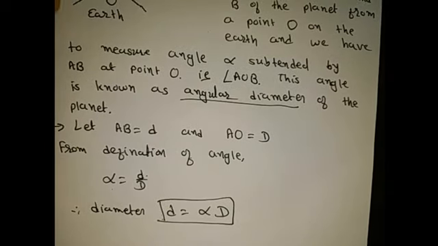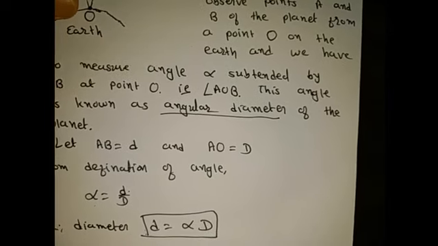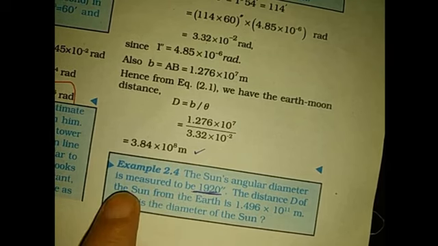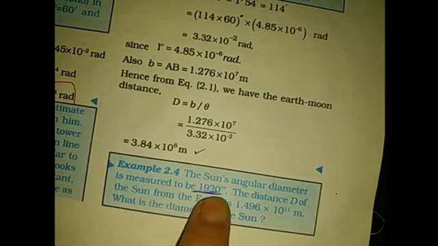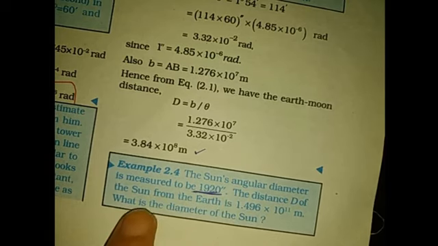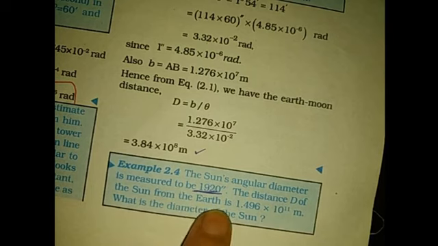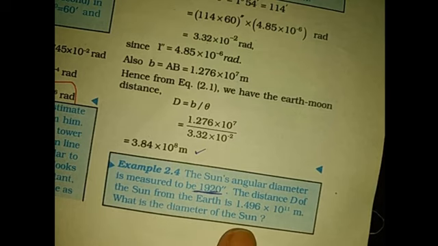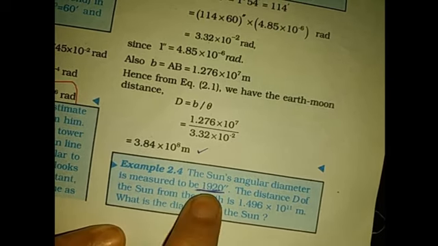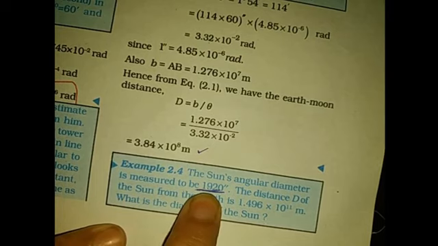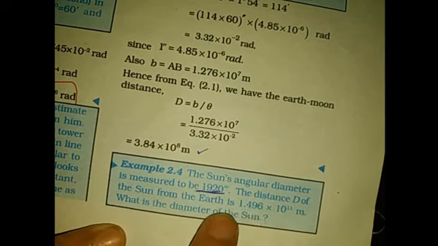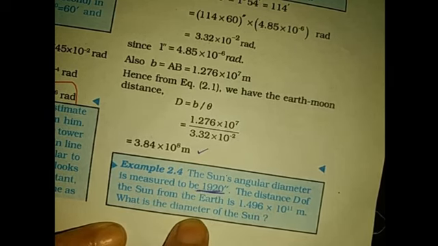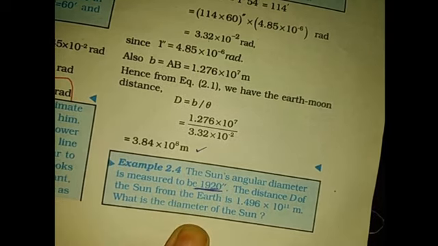Now, on the basis of this, we will solve one question. Example number 2.4. The sun's angular diameter is measured to be 1920 second. The distance d of the sun from earth is 1.496 into 10 to power 11 meter. What is the diameter of sun? Okay, क्या दिया है? Angular diameter. That means alpha is given, right? Then distance capital D is also given. Alpha is given, capital D is given, and you have to find diameter. That means small d is to be obtained. Very easy. Simply formula में value हमें रखनी है.